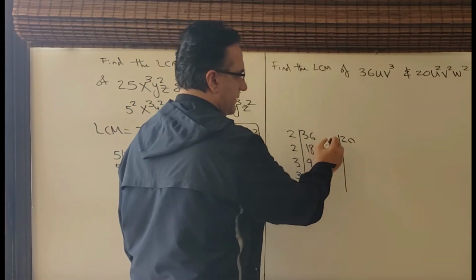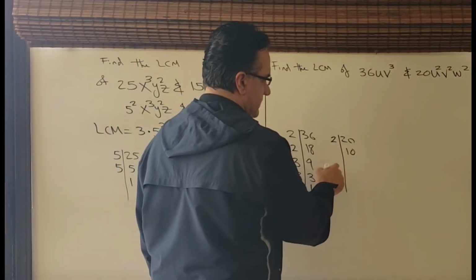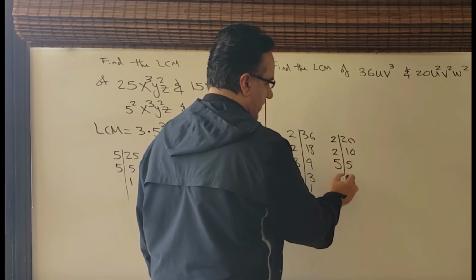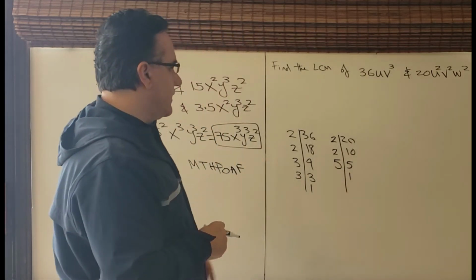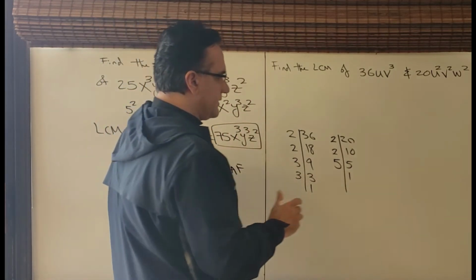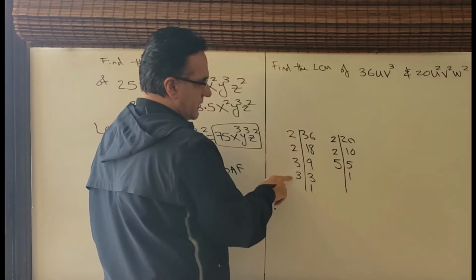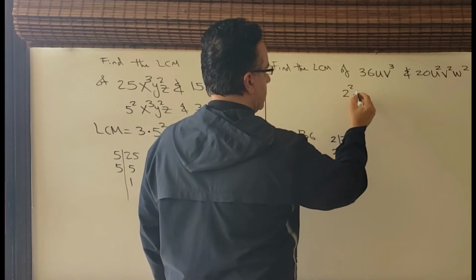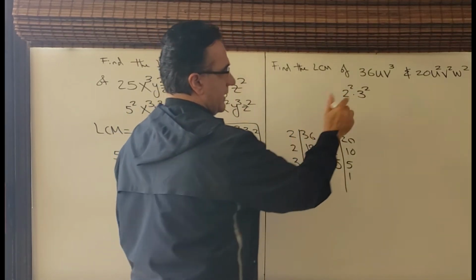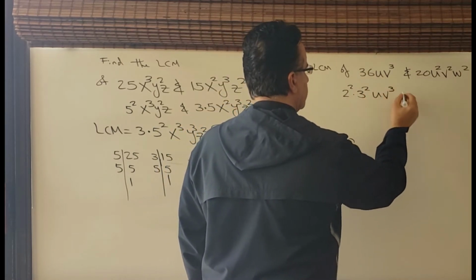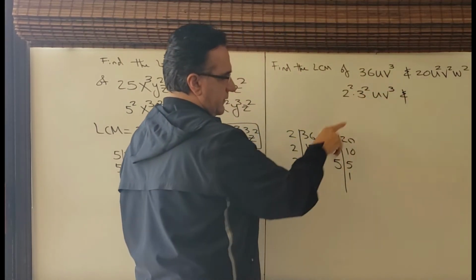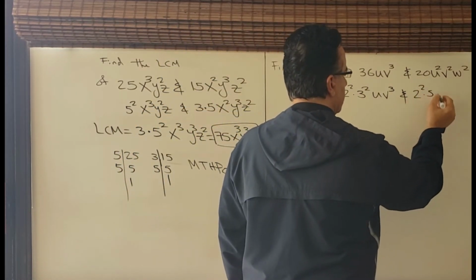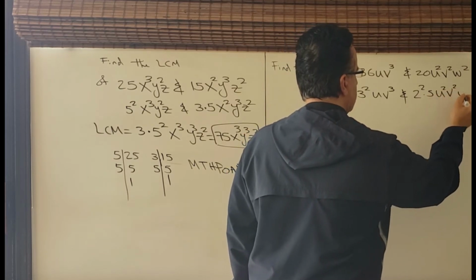For 20, we start with 2, that gives us 10. We go ahead with 2 again, that gives us 5, and now 5 gives us 1. Okay, so basically we have 36, which we can write as 2 squared times 3 squared. So we go back up here, we replace 36 with 2 squared times 3 squared, and we don't change the u v cubed. For 20, instead of 20, we're going to write 2 squared times 5, and then u squared, v squared, w squared.